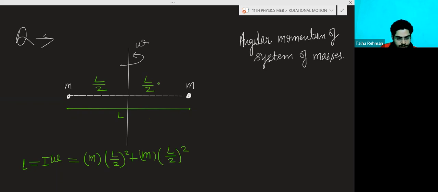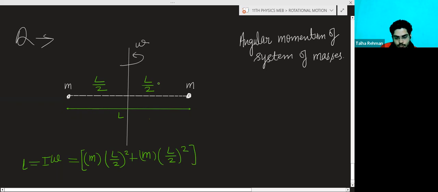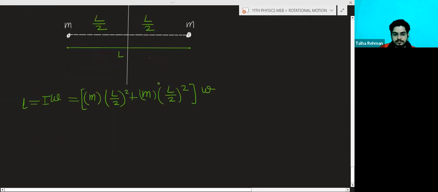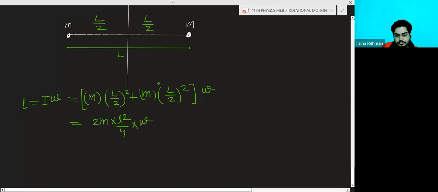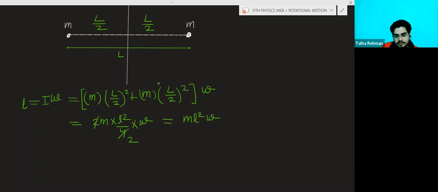And this is moment of inertia I, and there is an omega. So it will become m L square by 2 plus m L square by 2. It will become 2m into L square by 4 into omega. So 2 into 4, the answer will be m L square omega divided by 2. m L square omega divided by 2. This will be the answer of this question.